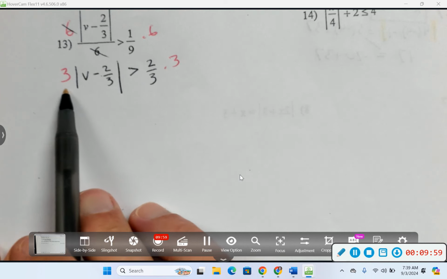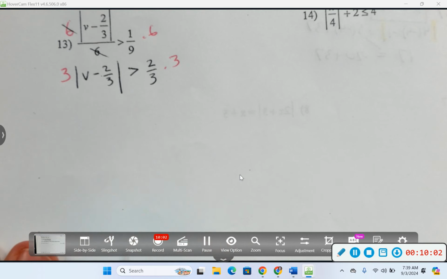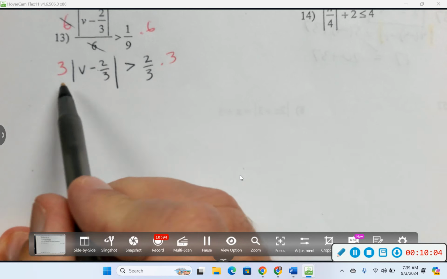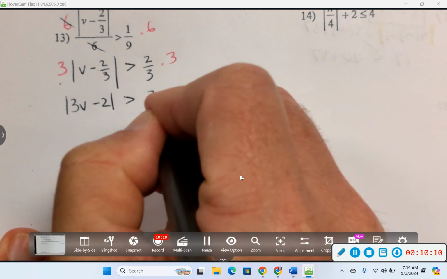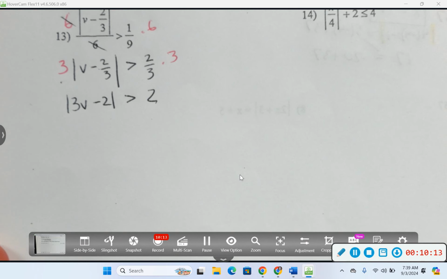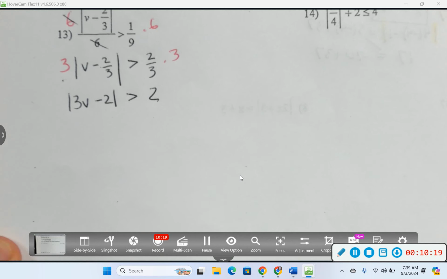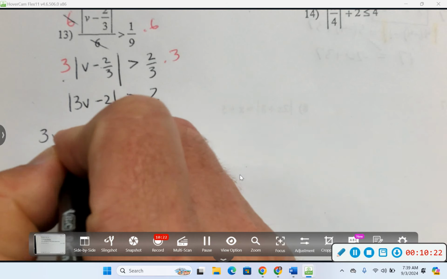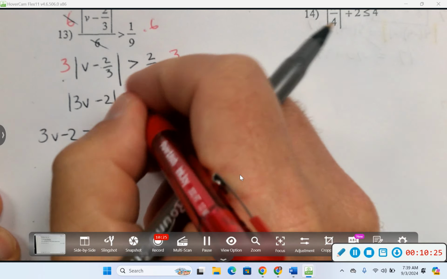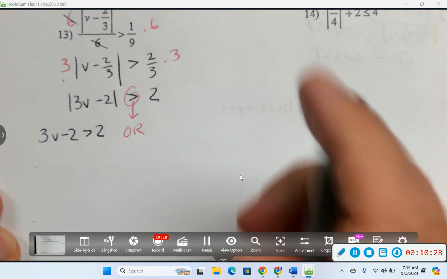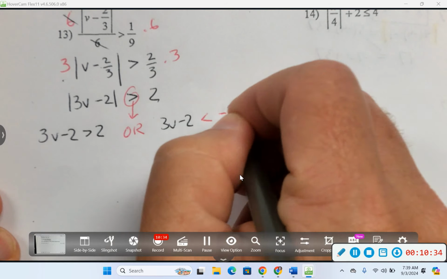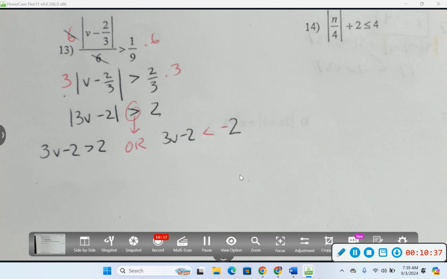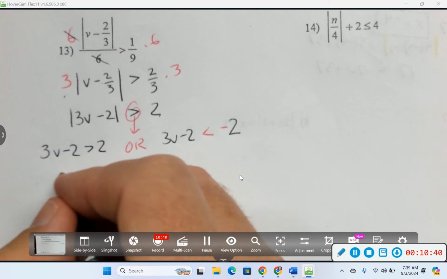And you can do this with positive numbers. Don't do this with negative numbers, because absolute values and negatives don't work real well together. But with the positive, 3v minus 2 is greater than 2. Again, that's kind of an optional step, because dealing with 2/3 on both sides is not going to be hard. But Ryan didn't want to mess with fractions, so that's okay. Great, 3v minus 2 is less than negative 2. So I'm expecting another solution that's heading off to positive and negative infinity.